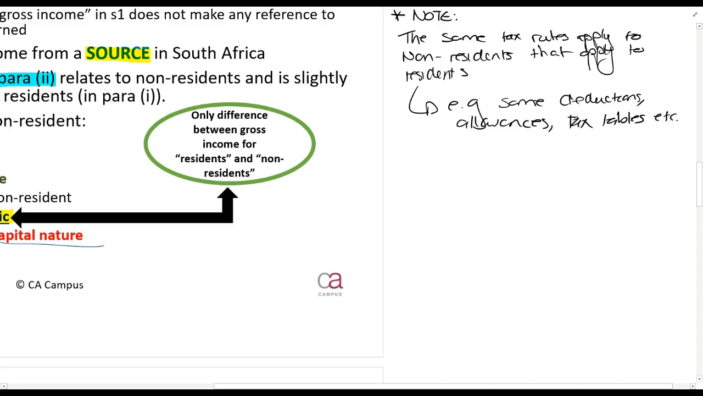General deduction formula: if a non-resident comes to South Africa and runs a little business here for a while, and they're still a non-resident, and they have gross income, they can claim things under the general deduction formula. They can claim capital allowances. So everything works exactly the same.